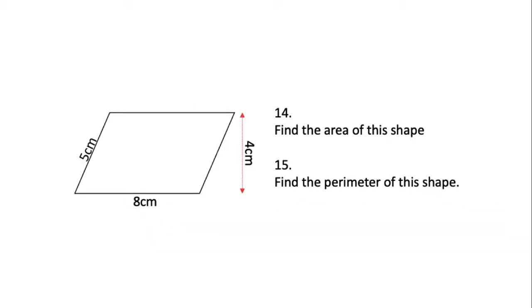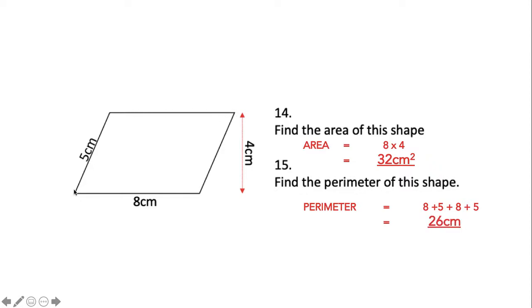Okay, find the area and perimeter of this shape. Well, that is a parallelogram, and a parallelogram is just base times vertical height, or perpendicular height, perpendicular to the ground. So that 5 there is actually irrelevant. So 8 times 4, 32 centimeters squared. And then the perimeter of the shape, so it's the length all the way around, the 8 plus that 5 plus that 8 plus that 5 gives you 26.